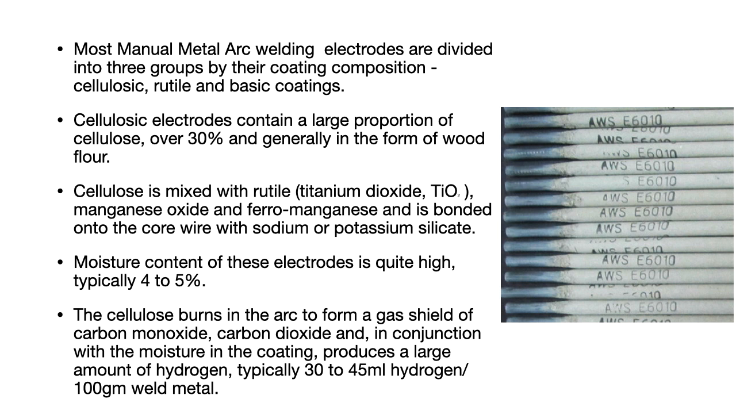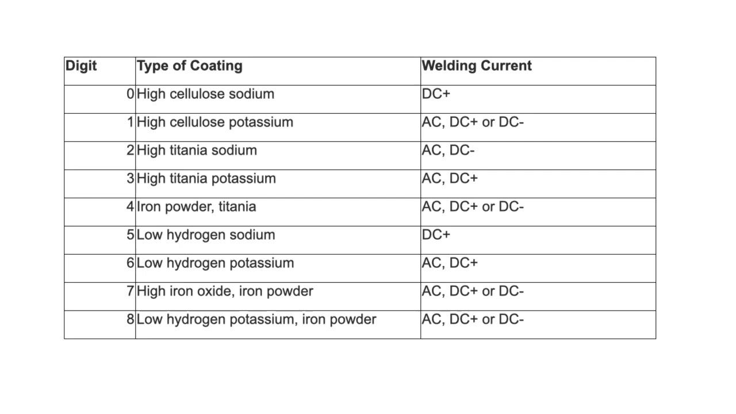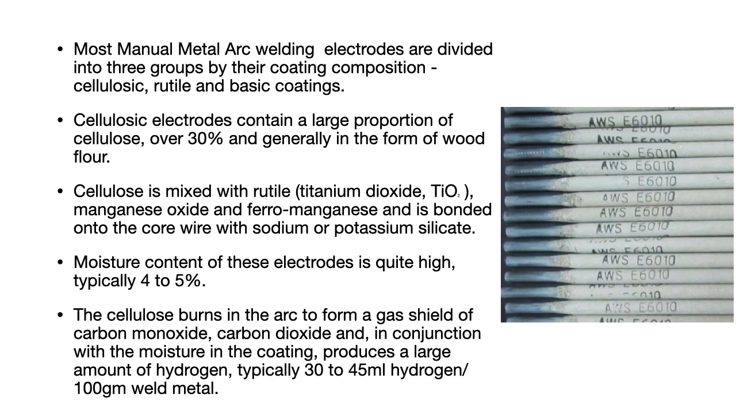Most manual welding electrodes are divided into basically three categories: cellulosic, rutile based or basic coating electrodes. The cellulose electrodes I have told about in the first two, 0 and 1. Here you can see AWS E6010. The cellulose electrodes have a large proportion of cellulose, as the name suggests. The cellulose is derived basically from wood flour.